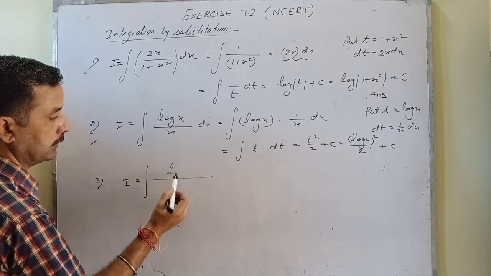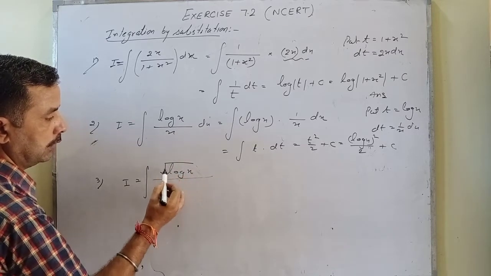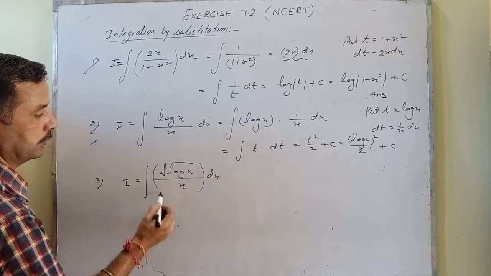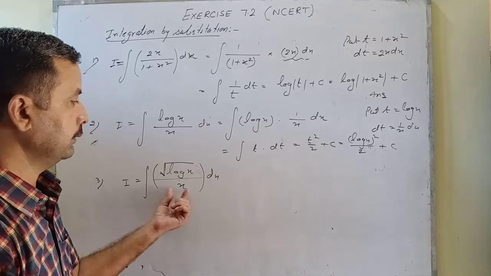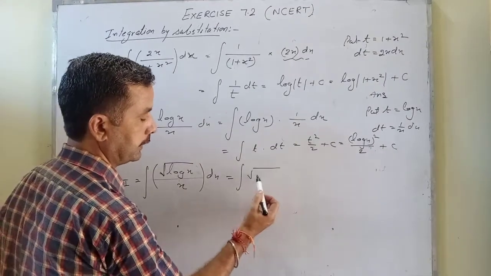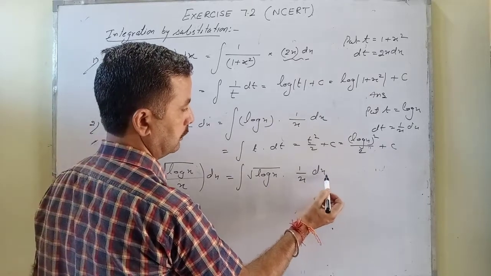If the question is like this: log of x raised to power under root, let's take it, under root log of x divided by x into dx. Now what can we do here? Under root log x divided by x into dx. Now what can we do here again? So we can write it as under root of log x into 1 upon x into dx.